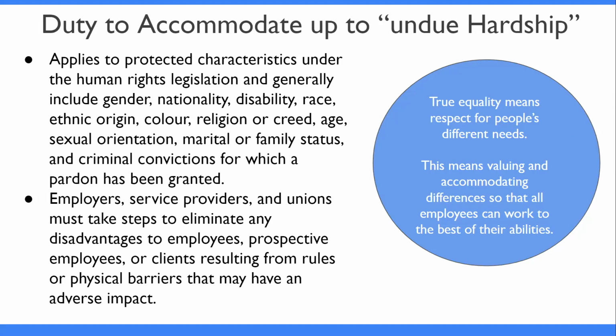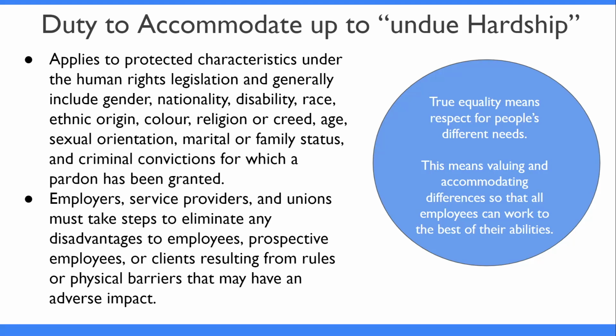So, duty to accommodate up to undue hardship. We're going to talk a little bit more about what that means. It applies to the protected characteristics under the human rights legislation and the Canadian Charter of Rights and Freedoms, to include gender, nationality, disability, race, ethnic origin, color, religion, creed, age, sexual orientation, marital or family status, and criminal convictions for which a pardon has been granted. So under the Charter of Rights and Freedoms, we have all of these areas where we know we cannot discriminate against people.